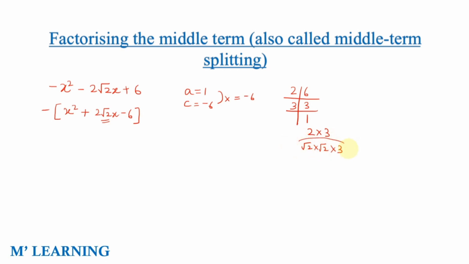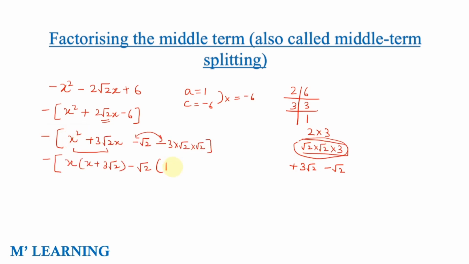Now using these, we have to make 2 root 2. So what we can do is write 3 root 2 as one number and root 2 as the other number. So all of these factors have been used, and since we need plus 2 root 2, we'll put plus here and minus here. As we know, 3 root 2 minus root 2 is 2 root 2. So we have the minus x square.